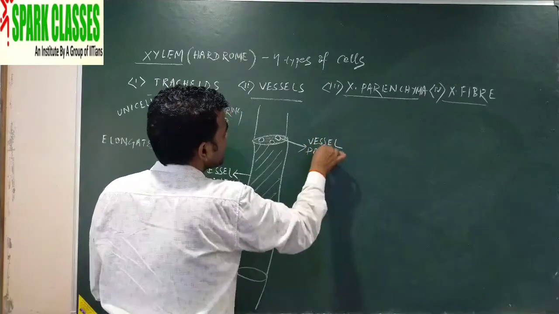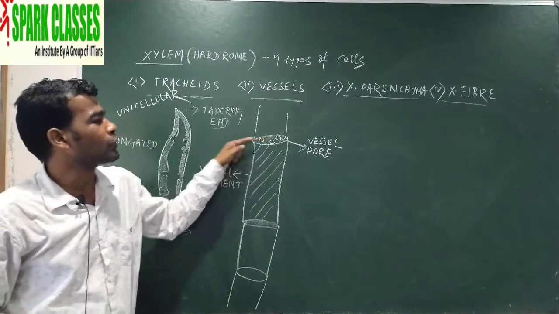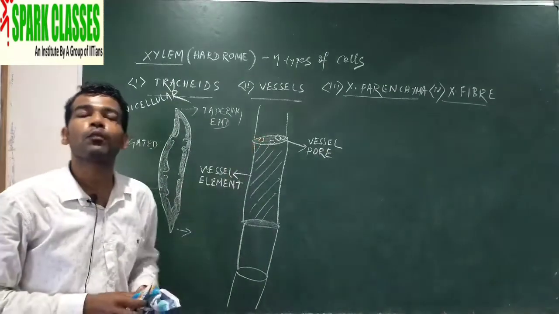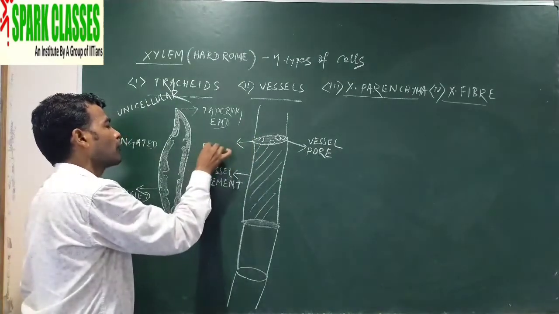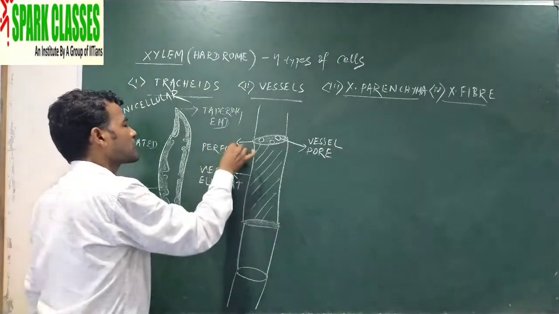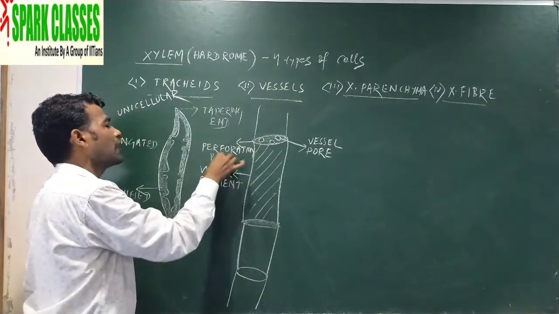These are called vessel pores. And that's why this is called a perforation plate. What is the name of this plate? It is called a perforation plate. Perforation means a hole-bearing plate. Perforation plate or end plate.